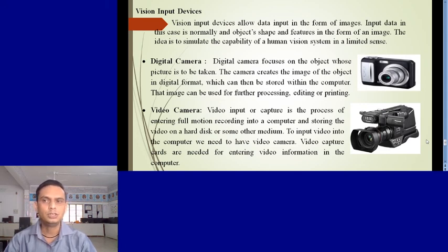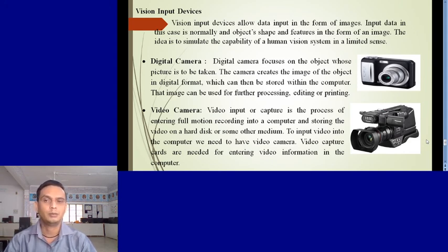Next one, vision input devices. Sometimes we provide a photograph or moving object directly to a computer system. For this we need a vision input device. Normally a human has a vision system, but the computer system doesn't have one. We need to provide that equipment to the computer system, just like a digital camera, web camera, or video camera, through which we can provide the input data to the computer system.